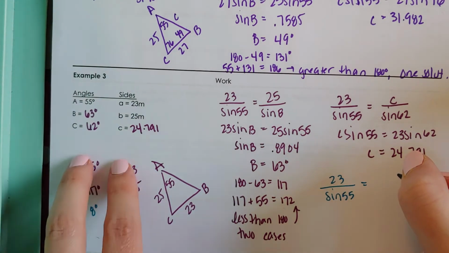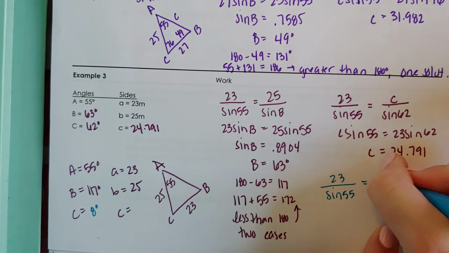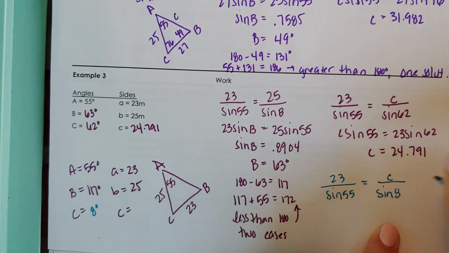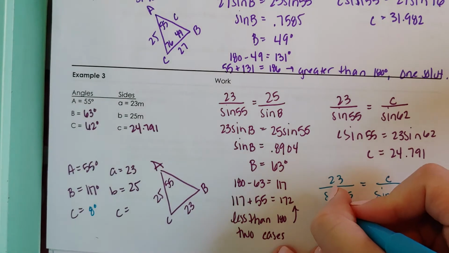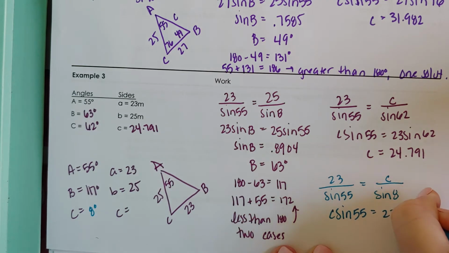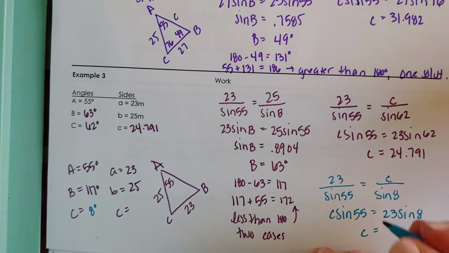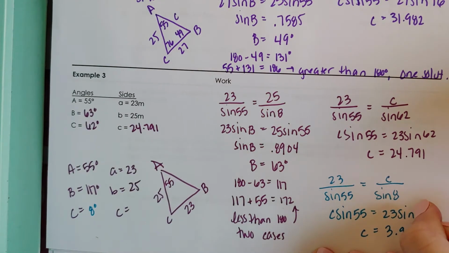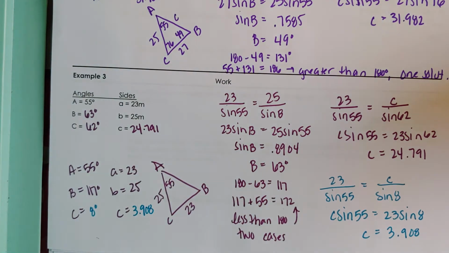Because you have two pairs at this point. Same thing here with case 1. Once you have a pair, you can use your ratio either way. Equals C over the sine of 8. Now 8's little, so we're going to expect the side C to be small as well. So C sine of 55 equals 23 sine of 8. When you multiply 23 sine of 8 and divide by sine of 55, you should get 3.908. And that is how you do two cases.